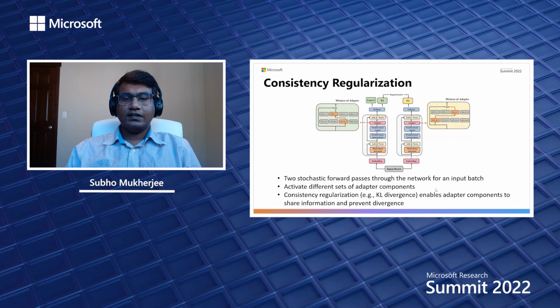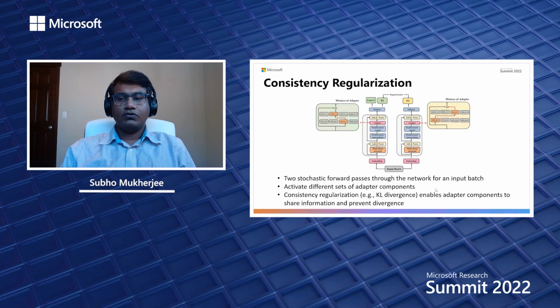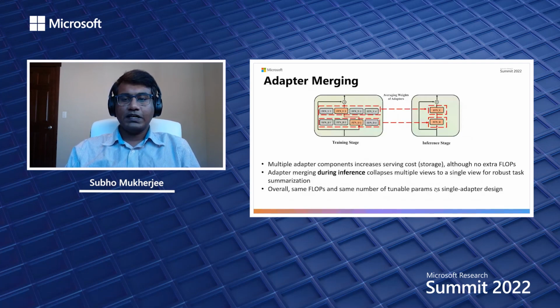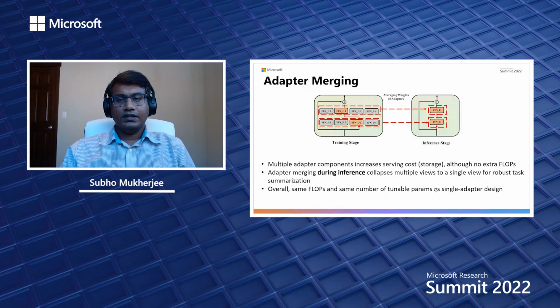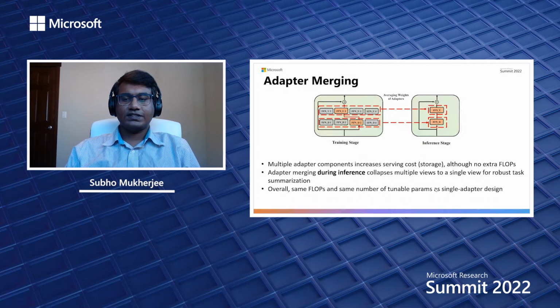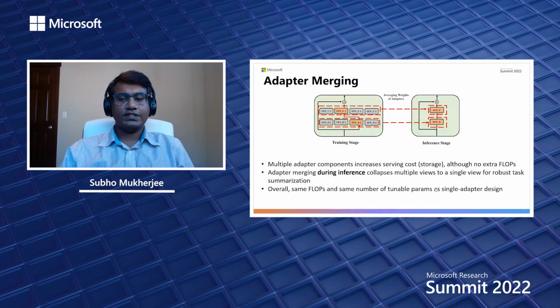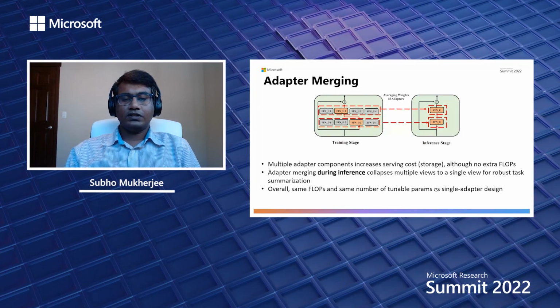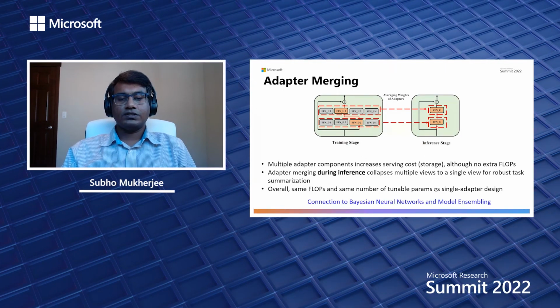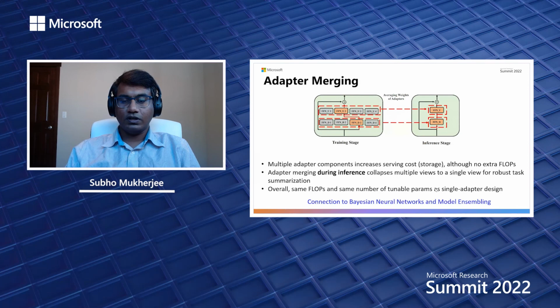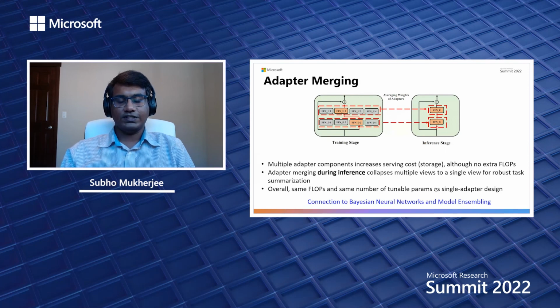The second key technique leverages adapter merging via weight averaging to collapse multiple views to a single view. This results in the same amount of flops and the same computational cost as that of a single adapter design. Further, we demonstrate connections of this with Bayesian neural networks and model ensembling, thanks to the weight averaging idea.